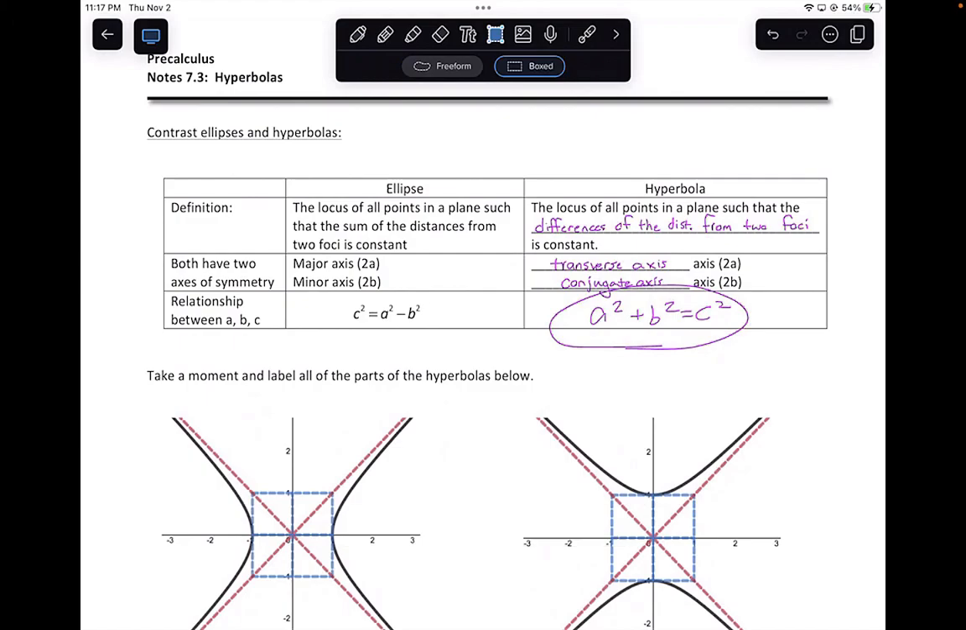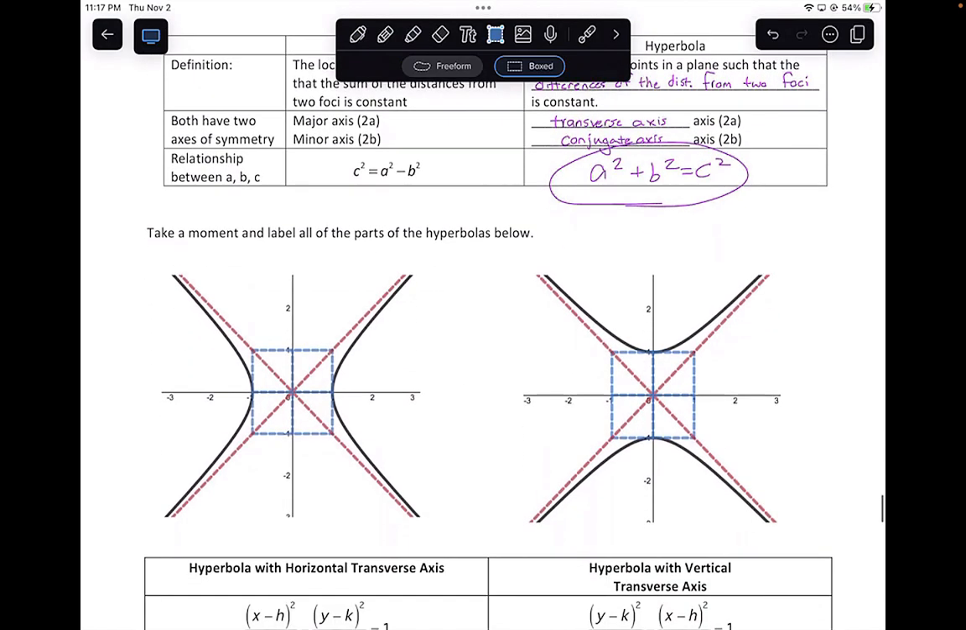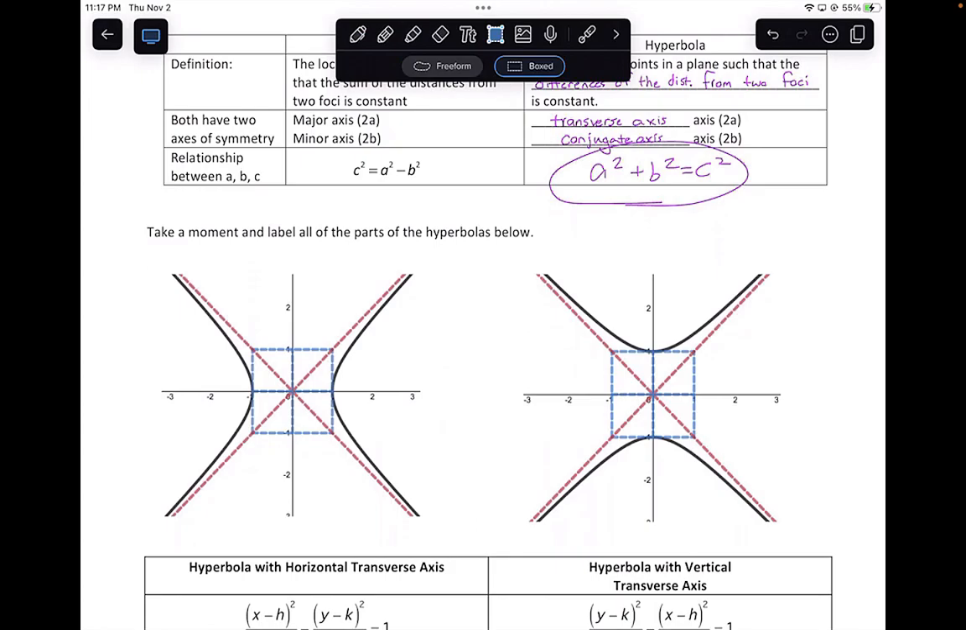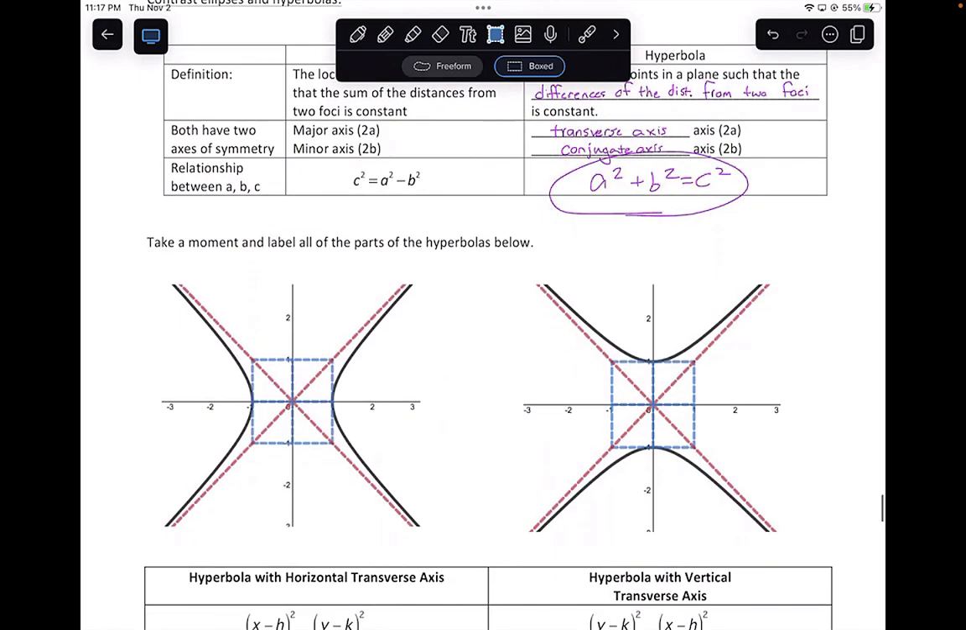All right, today we're going to be talking about hyperbolas. This will be the last lesson of the conic sections. Hyperbolas are these black lines that are drawn here. It's kind of like two parts of the curve, I guess, going on here.